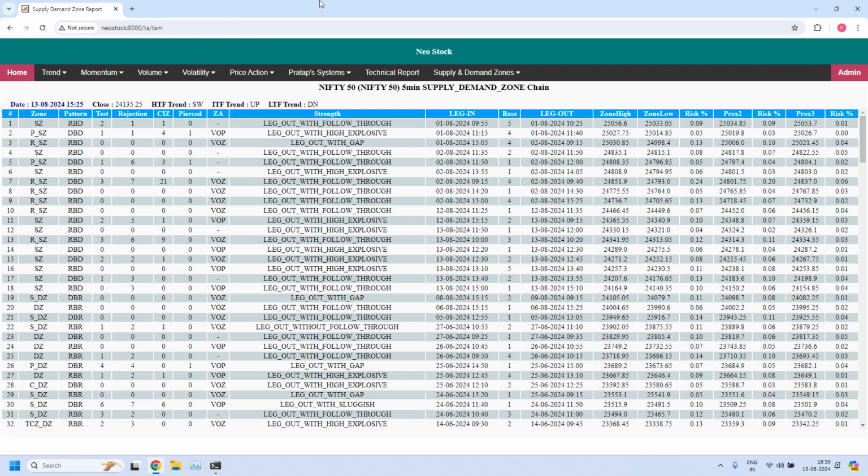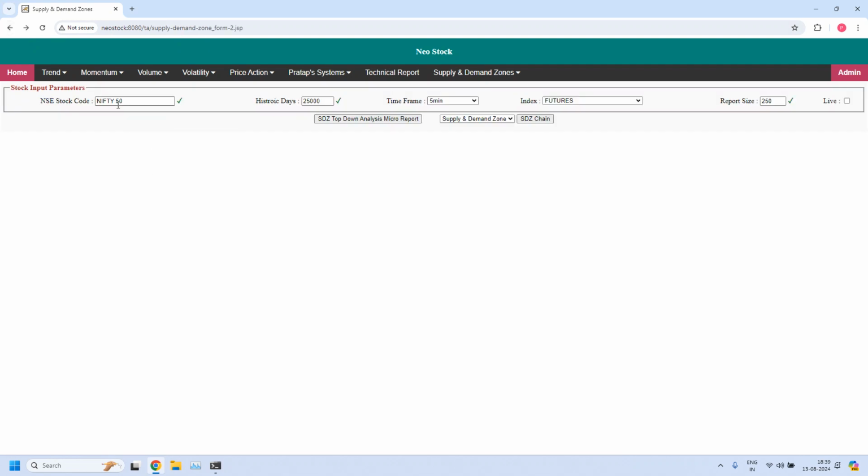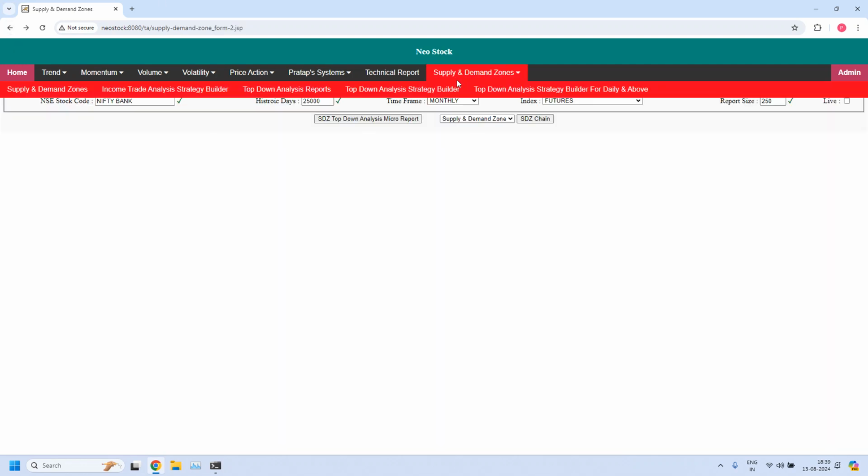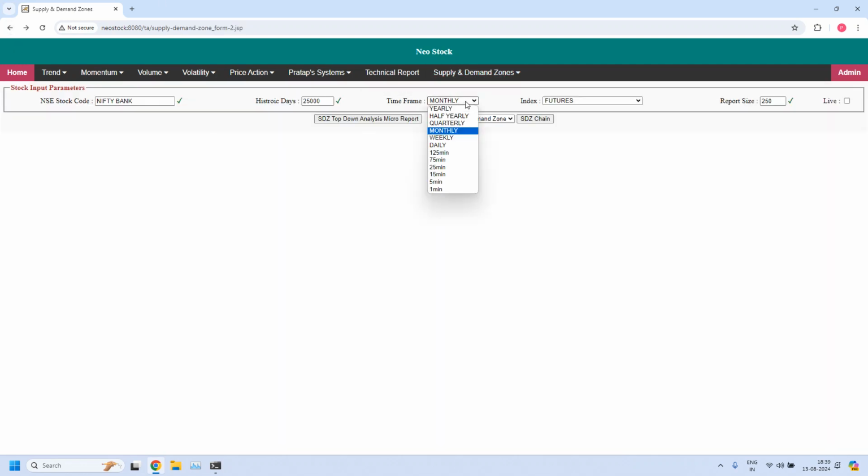And the next report, Bank Nifty. Let us generate a Bank Nifty supply demand zone chain. So Nifty Bank, and let's start with the monthly time frame. So now I am generating monthly supply demand zone chain for Bank Nifty. Next, I am changing to the weekly time frame, generating weekly supply demand zone chain for Bank Nifty.